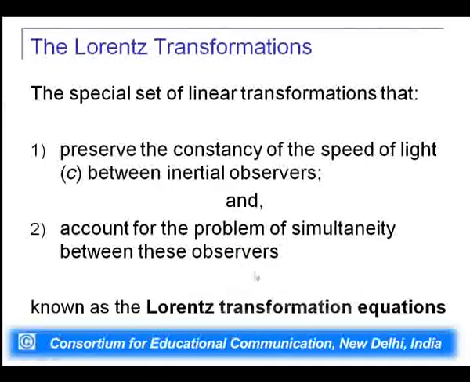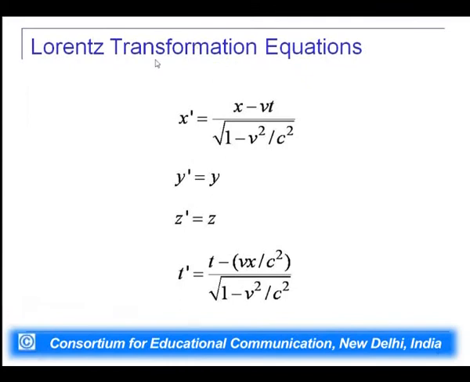Then what was the difference? The spatial set of linear transformations defined preserves the consistency of the speed of light c between the inertial observers, and the second accounts for the problem of simultaneity between these observers. That was defined by the Lorentz transformation equations. What was the Lorentz transformation equation?